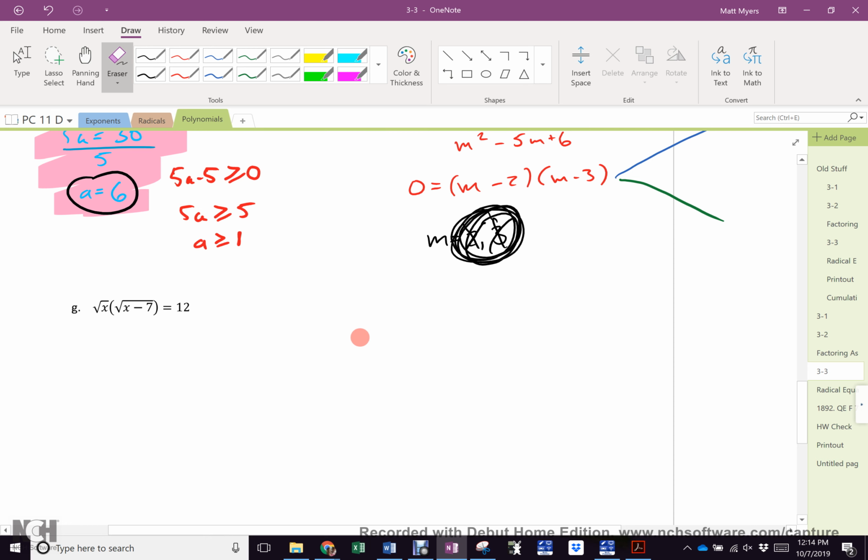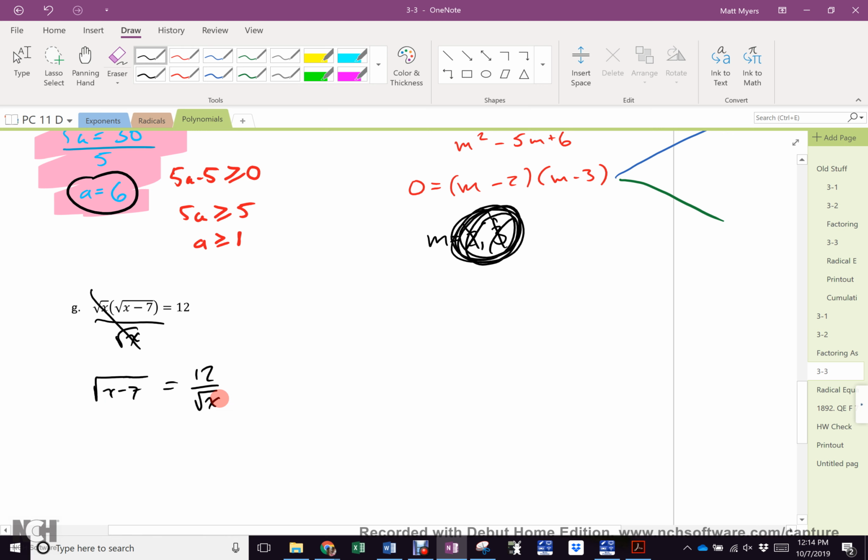So what can I do to get rid of that? Couldn't I divide by root x? And then they'd be gone, wouldn't they? What do I got to do to this side? Now equals 12 over root x. Yeah?